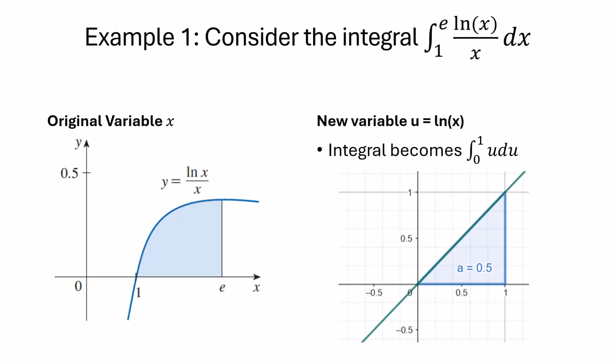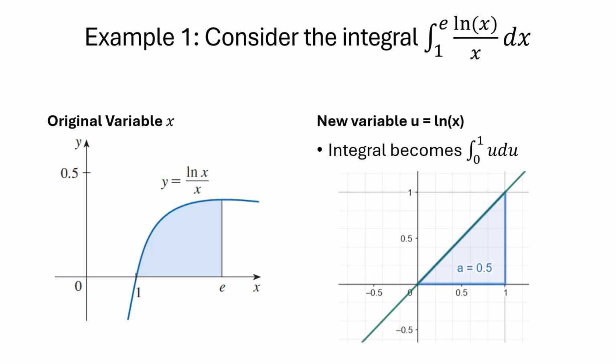So let's consider the example here. Here we have the integral from 1 to e of ln of x divided by x dx. The graph in the original plane of x's and y's looks like this to the left, where you have a curved shape coming in where you have ln of x over x. And here we're finding the area under the curve from x equal 1 to x equal e.